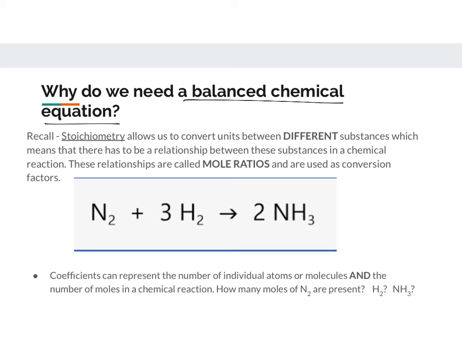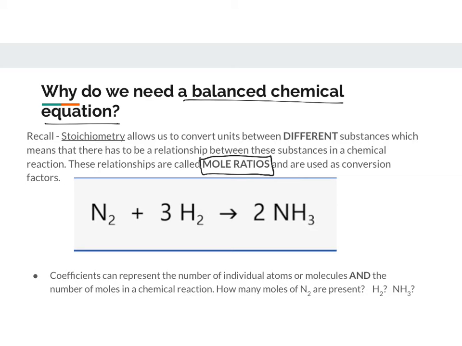So recall that stoichiometry is going to allow us to convert units between different substances, which means that there has to be a relationship between these substances in a chemical equation or a chemical reaction. These relationships are what we call mole ratios, and they're going to be used as conversion factors in stoichiometry problems. Okay, so remember when we were balancing equations, we were talking about how these coefficients are going to represent the number of individual atoms or molecules. So if I have this example, N2 plus 3H2 is going to create 2NH3, all right?